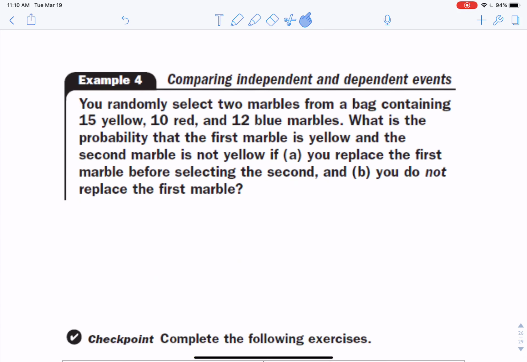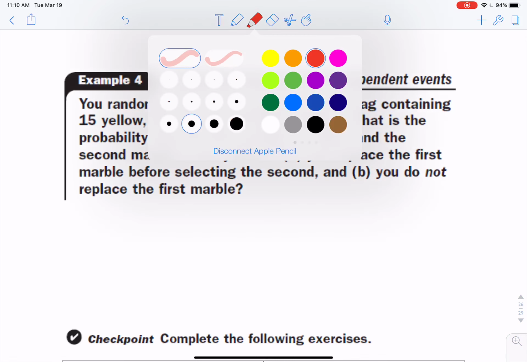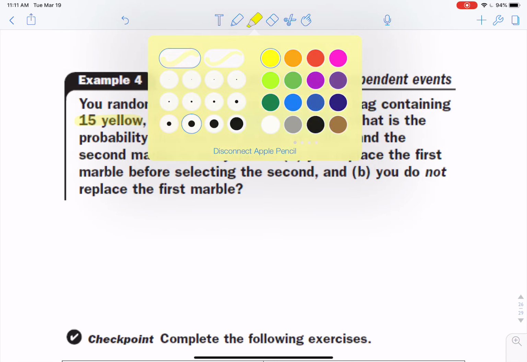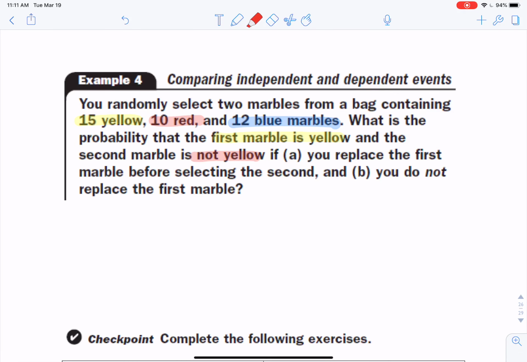All right, so looking at this example here, we're going to be comparing independent and dependent events. So the problem says you randomly select 2 marbles from a bag. So there's 15 yellow, 10 red, and 12 blue marbles. What's the probability that the first marble is yellow and the second one is not yellow? So that would be the red or the blue. So something that's helpful is to look at the total marbles, that would be 15 plus 10 plus 12, so that's 37 total marbles.